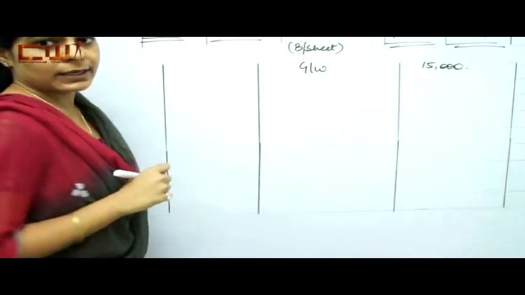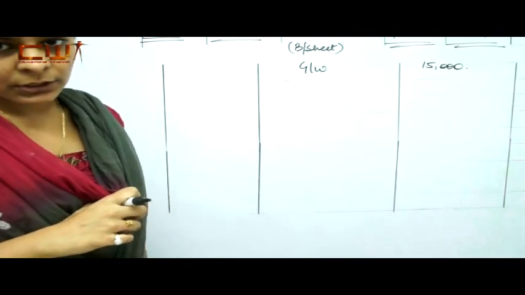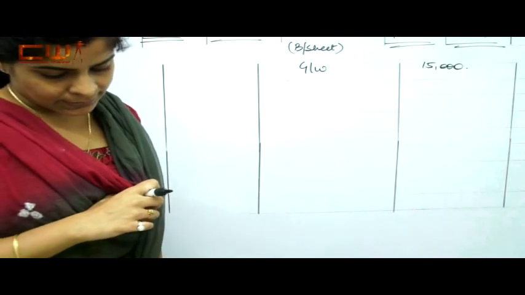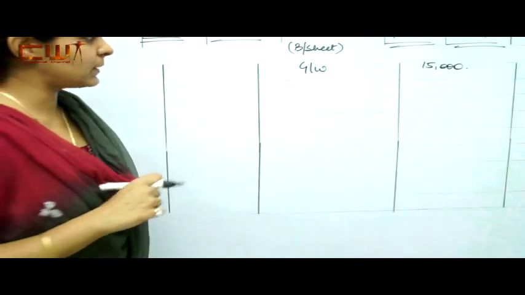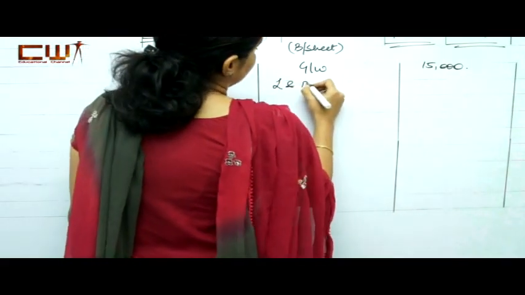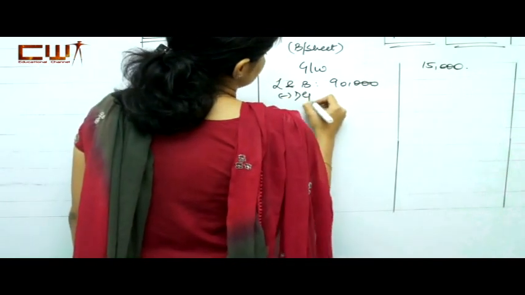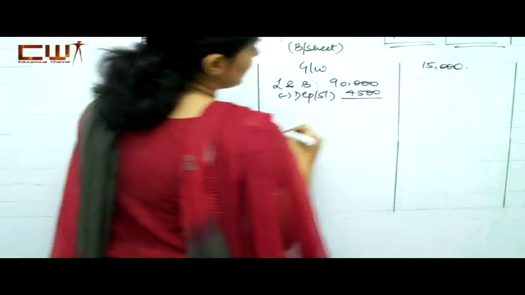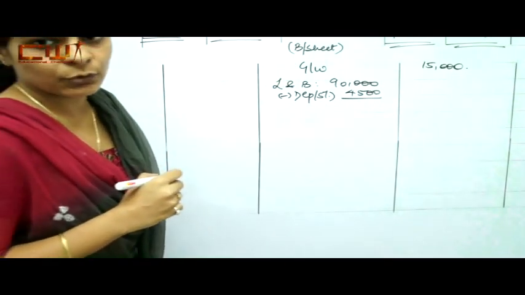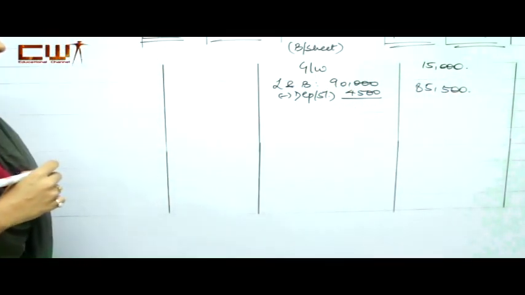15,000, right? What next? You have land and building. Land and building is given for how much? You have land and building given as 90,000, and you have provided depreciation at the rate of 5% per annum. So land and building you have for 90,000, right? Then you have provided depreciation at the rate of 5%. So that will be 4,500. 90,000 minus 4,500 will give you 85,500. 85,500 is your final amount of land and building.